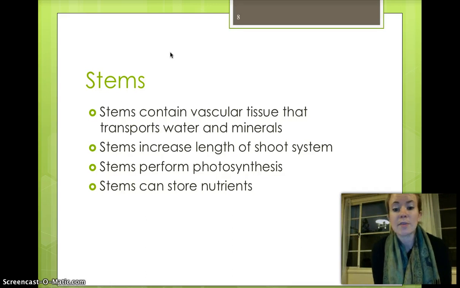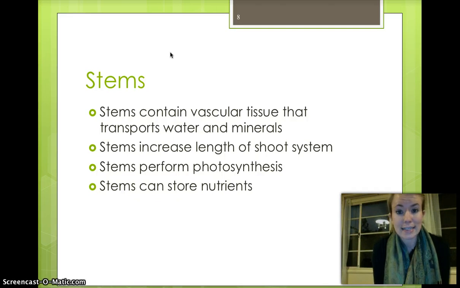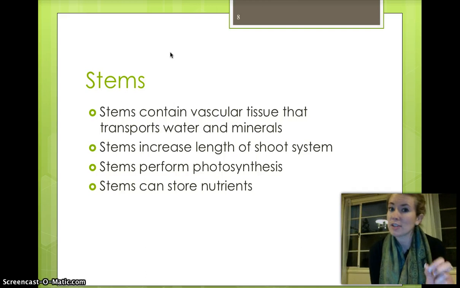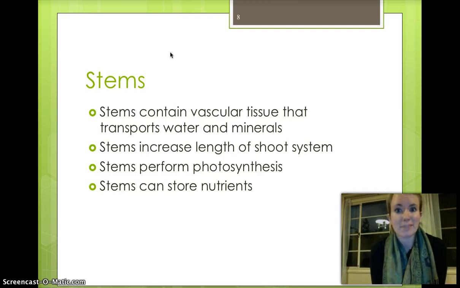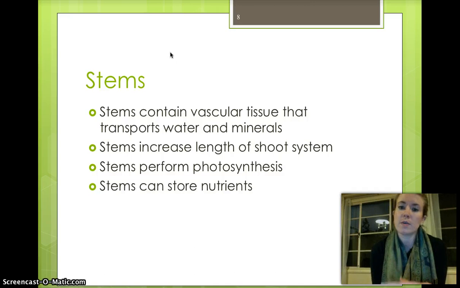The stems can perform photosynthesis. They don't always, but they can. In some plants, like a cactus, it's the main photosynthetic organ. So on a cactus, the spikes are actually the leaves, just a crazy evolutionary adaptation. And so the cactus, the part that you see, is the whole stem. And so that's the only part that's doing photosynthesis. The tiny little spines, they're not doing photosynthesis.